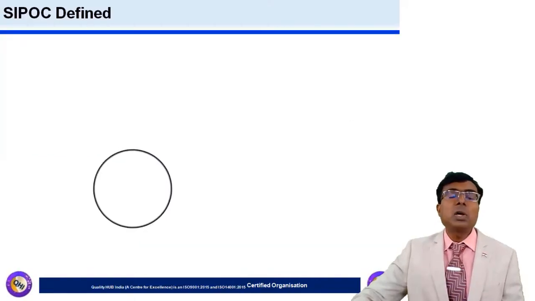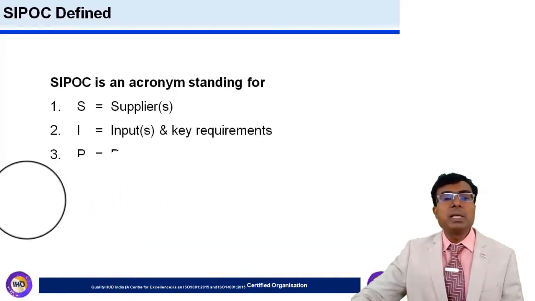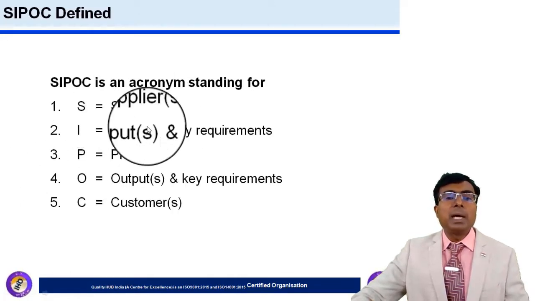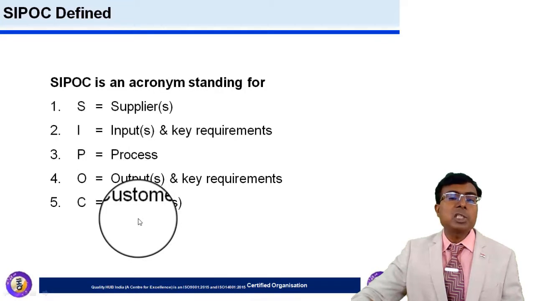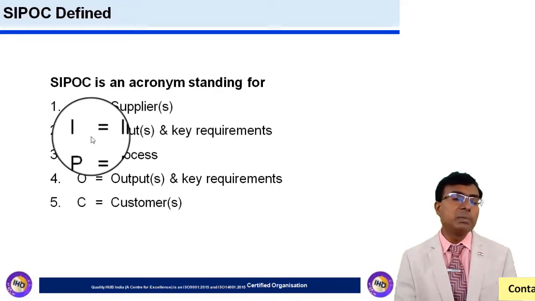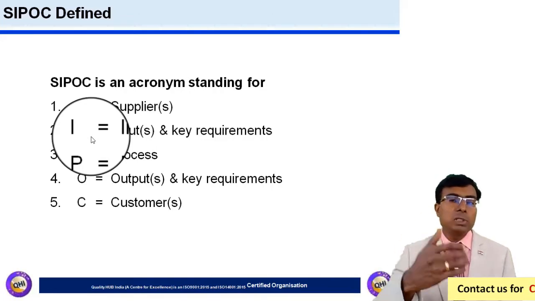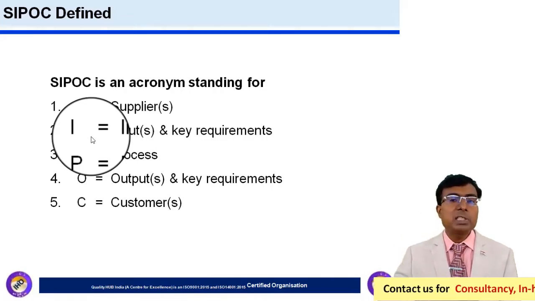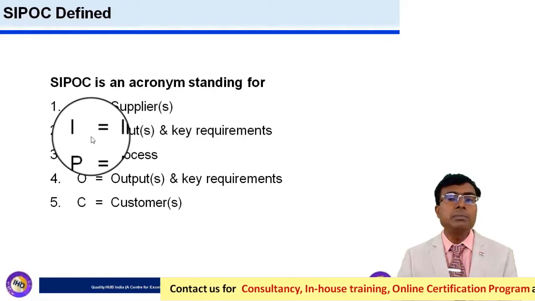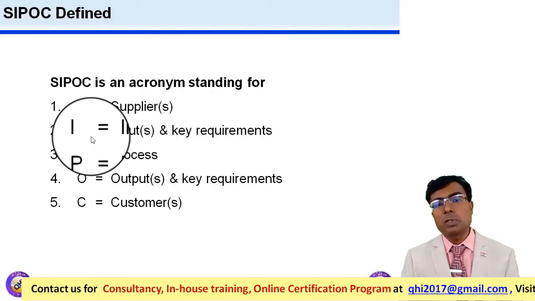So friends, talking about the SIPOC diagram, it is basically an acronym which stands for supplier, input, process, output and customer. You must be knowing that there is a process flow diagram which is generally being used to define a process and to understand various steps of the process. As far as the SIPOC diagram is concerned, this is a next level to PFD or process flow diagram.